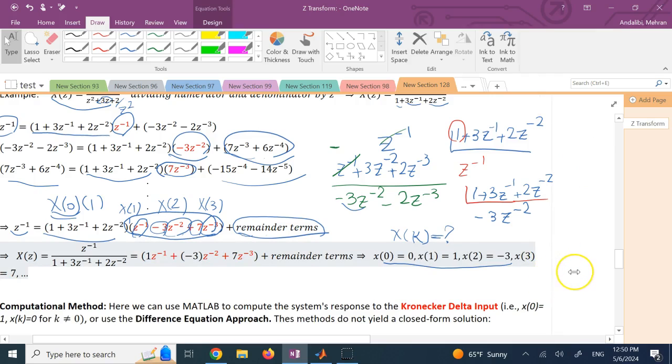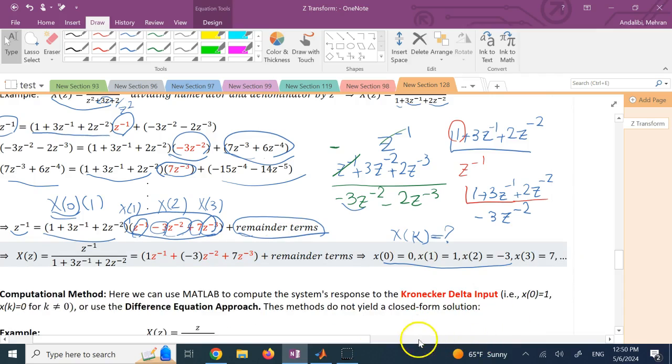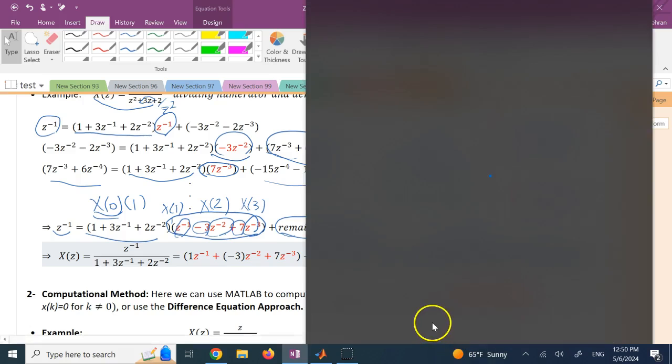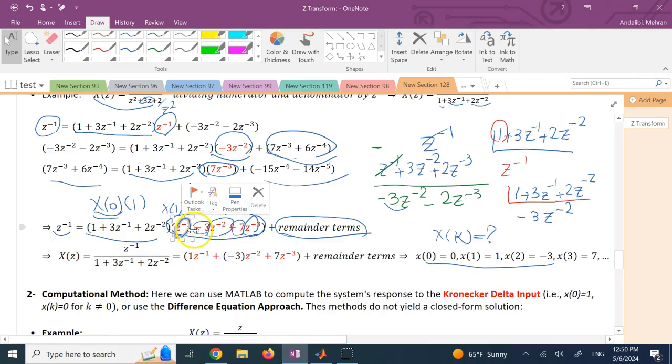Now, of course, that comes at the extra cost of doing 3 divisions. So I had to do 3 divisions here to only get 3 or 4 terms. If I want more terms, I have to do more. I have to keep dividing. And I can never get a closed form solution. I can only get a few terms. So if your goal is just to find the first few terms, this might be a good idea, but in general, that's not the best way to do it.